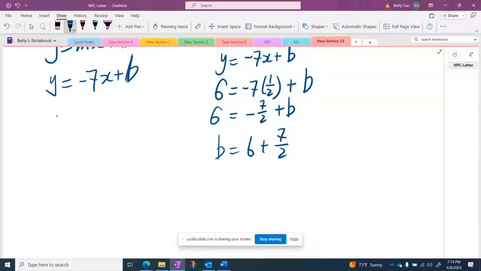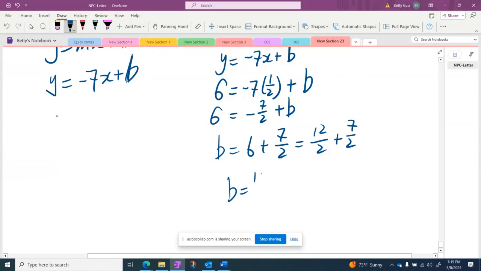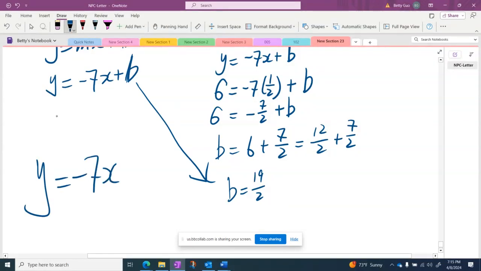We have to keep a fraction because the instruction says no decimal. It has to be either integers or fractions. So b equals 6 plus 7 over 2. Tell me if I go too fast. 6 is 12 over 2 plus 7 over 2. So I have b equals 19 over 2. Once we have the b value found, we have the answer: y equals 7x plus 19 over 2.